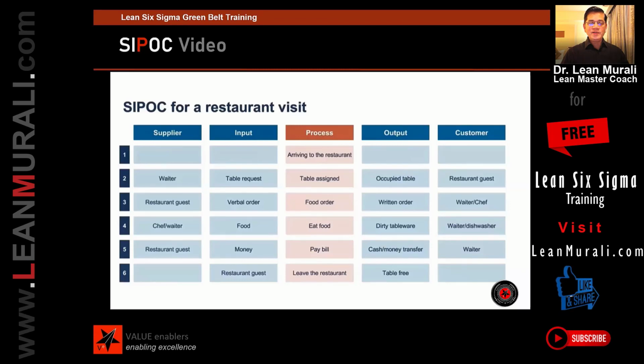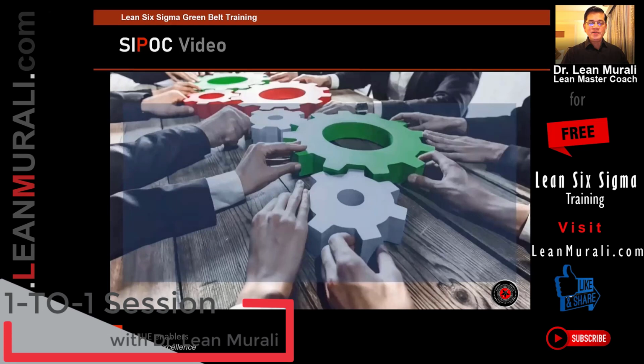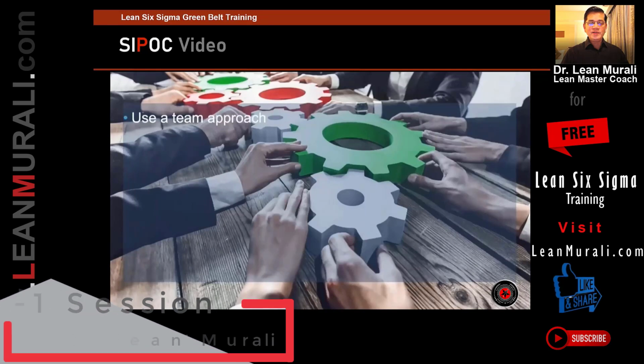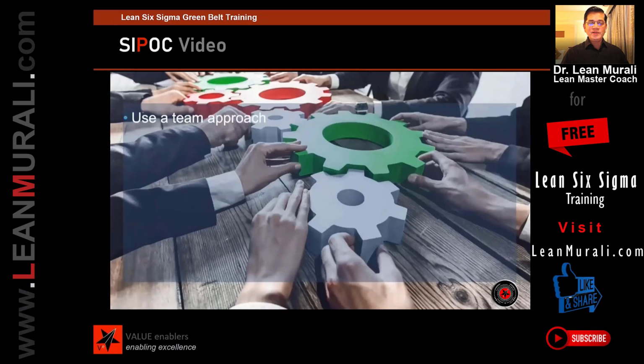And this is a great example to showcase the SIPOC diagram. I'm going to finish this video by giving you some facilitation tips. The first one would be to always use a team approach. This is because there can be many different entities, many different departments involved. And if you are working with others, they can probably provide you with some inputs that you probably didn't think of.